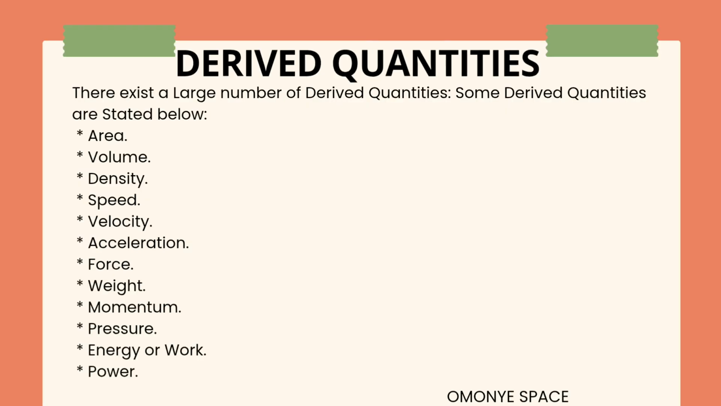We'll go ahead to look at examples of derived quantities. So there exists a large number of derived quantities. Some derived quantities are stated below. Looking clearly, we have area, volume, density, speed, velocity, acceleration, force, weight, momentum, pressure, energy or work, power. So these are some derived quantities from the large number of derived quantities that exist.